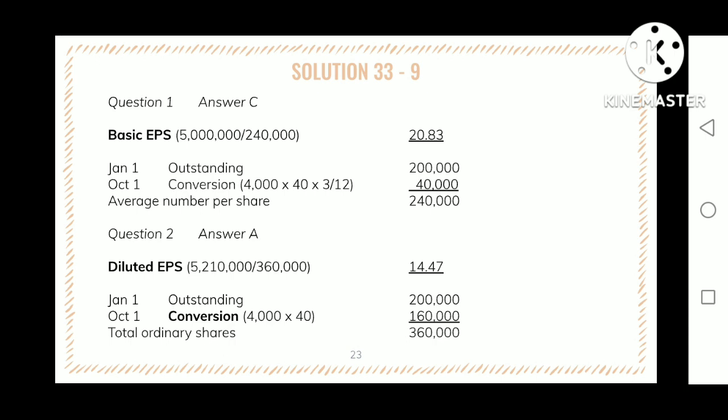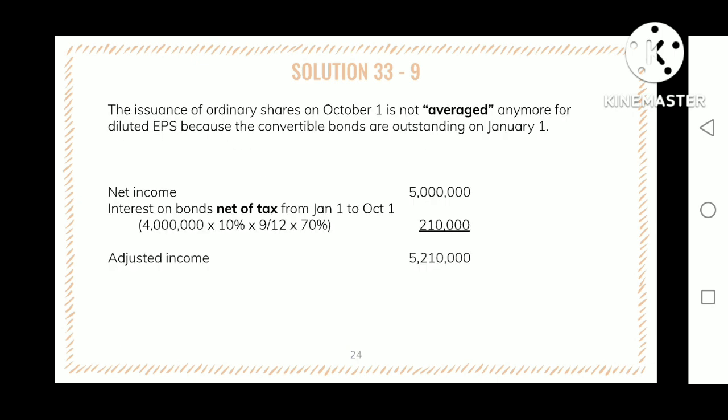For number 2, what is asked is the diluted earnings per share. So, our net income is 5,210,000. Why is it 5,210,000? It is on the next slide. Divided by 360,000, the result is 14.47. For the total ordinary shares, the adjustment here is that to the ordinary shares outstanding, we add the conversion, or the ordinary shares equivalent had the bonds payable been issued. So, the conversion is 4,000 times 40, which is 160,000, plus 200,000. The total ordinary shares is 360,000. So, for the net income, this is its computation.